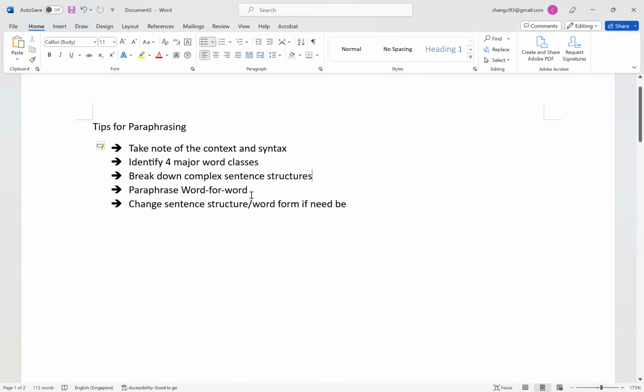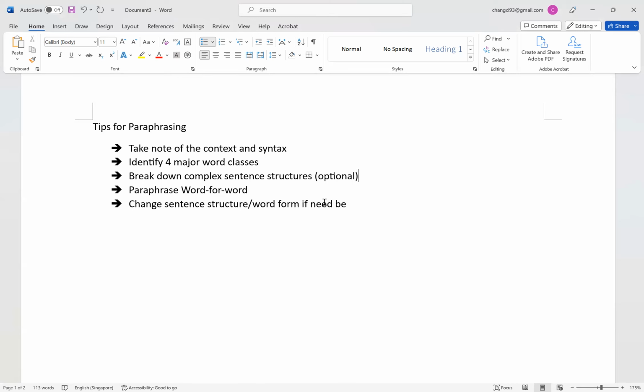Okay. Once you have done that, and what I mean by once you have done that is once you have done the 3 steps above, okay, so identifying your 4 major word classes, breaking down complex sentence structures if need be, right? I forgot to add an optional thing here.